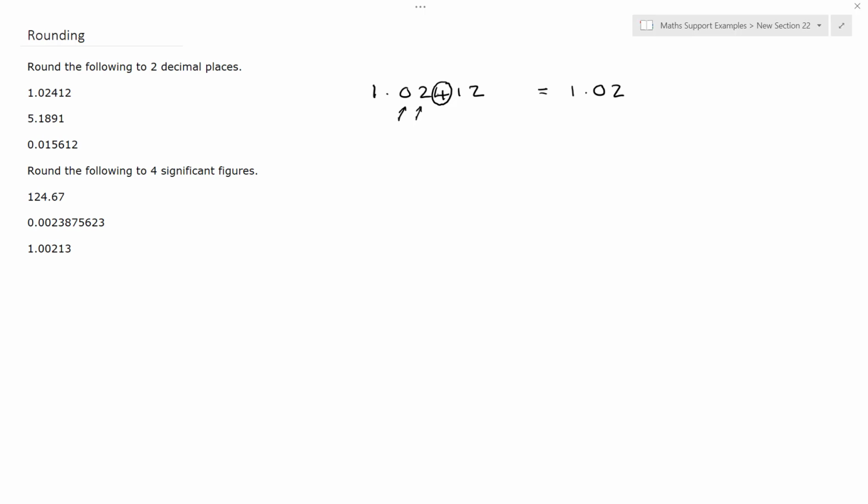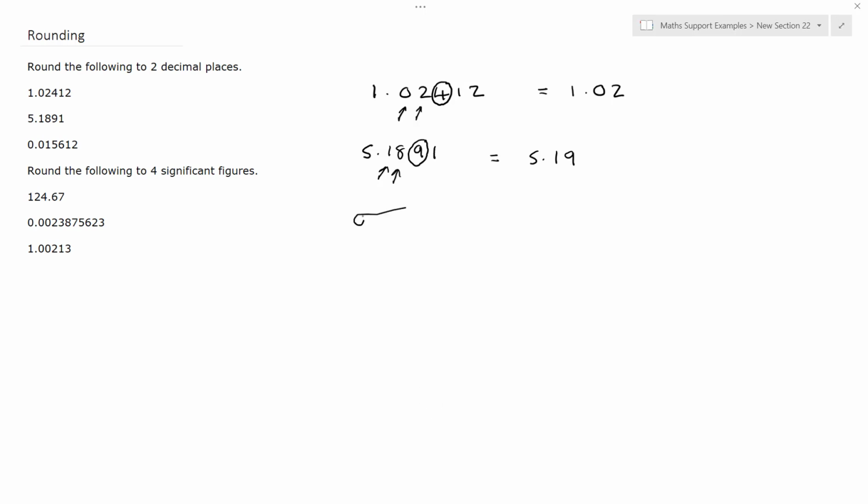If this value had been 5 or greater, then I would have rounded up. But as it was less than 5, we stay as we are. Now let's have a look at 5.1891. 1 is my first decimal place, 8 is my second decimal place, and therefore my third decimal place is 9. Now 9 is greater than 5, and that's telling me, therefore, to round up. So 5.1891 rounds up to 5.19 to 2 decimal places.